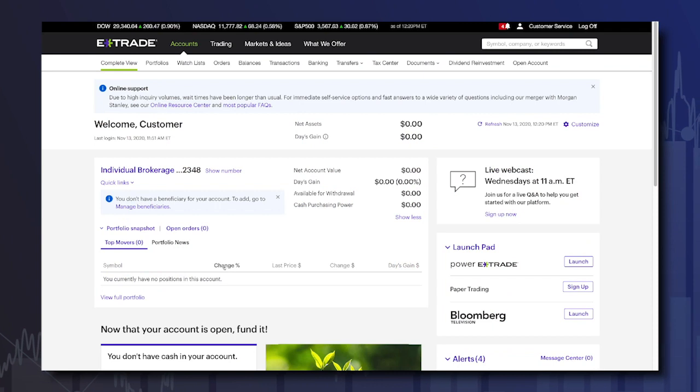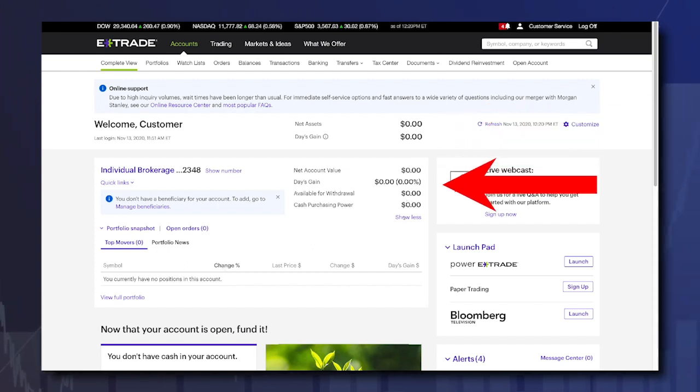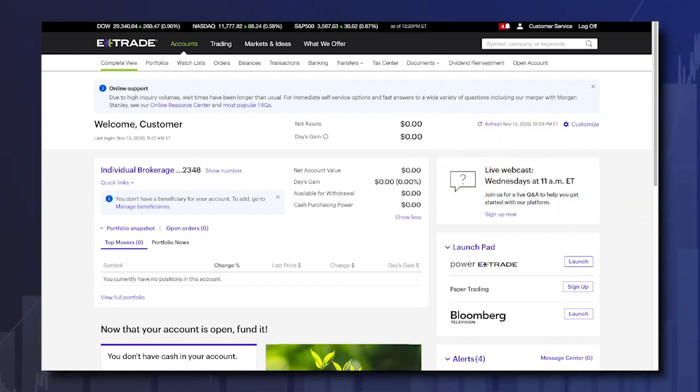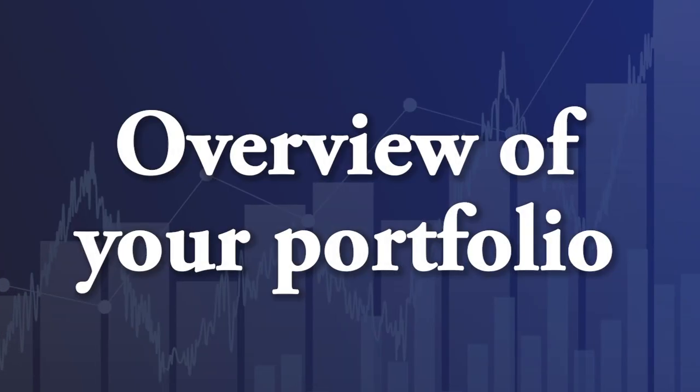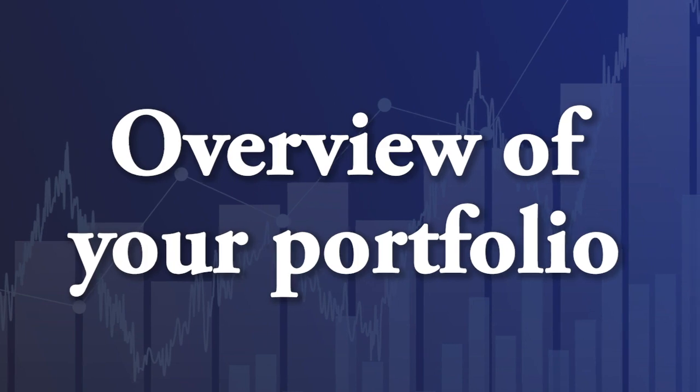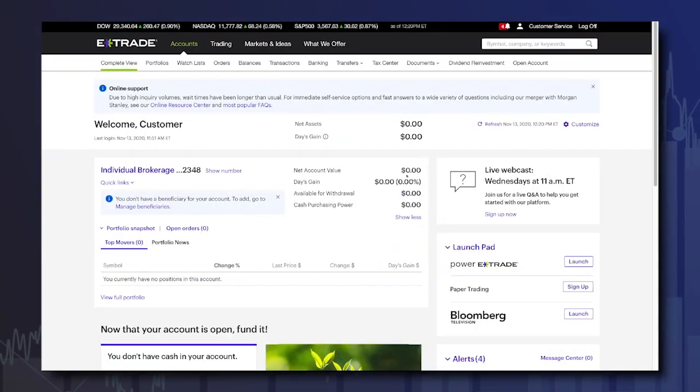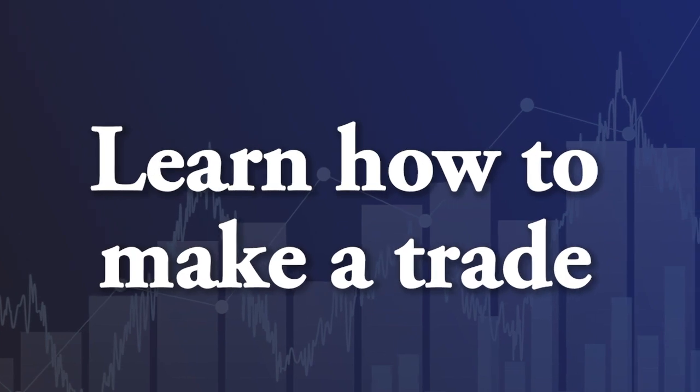All right, here we are, right into the heart of ETrade's platform. This is the screen you should see as soon as you log in. Hopefully you won't see all the zeros that I have here. Obviously, this is just a test account, but this page basically shows you an overview of your portfolio or portfolios. So the first thing everybody wants to do is learn how to make a trade.